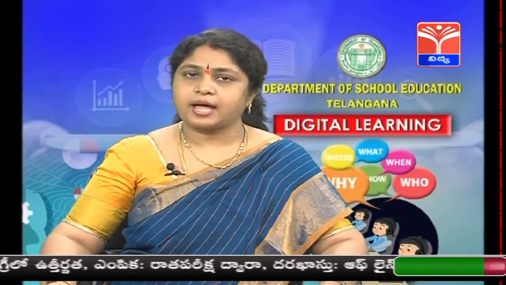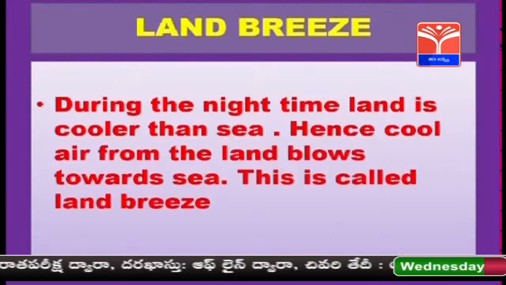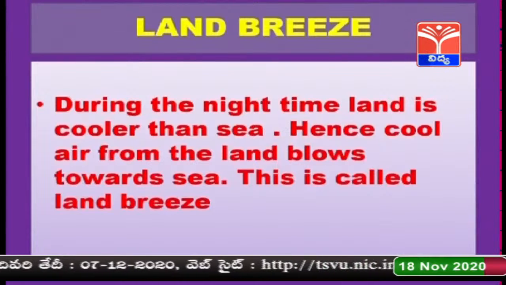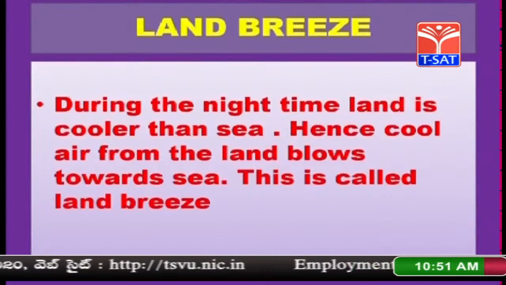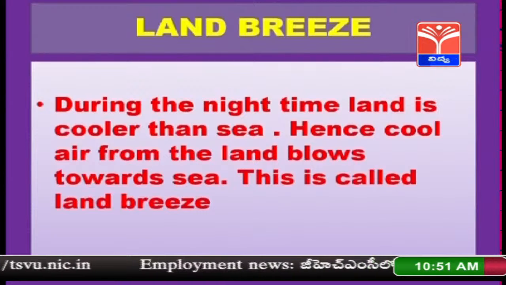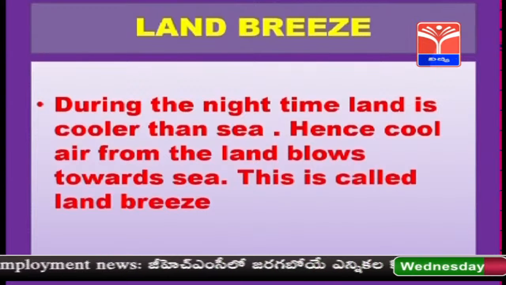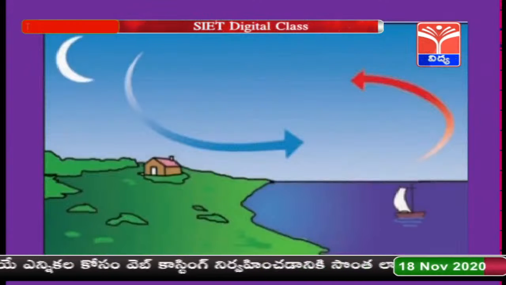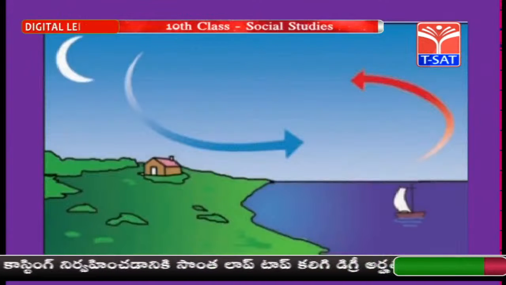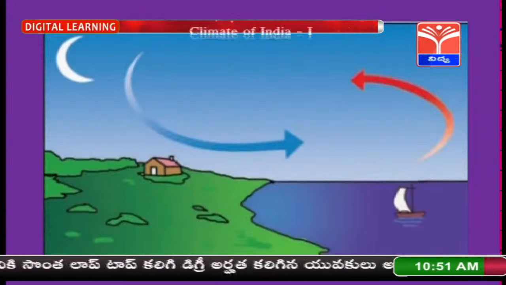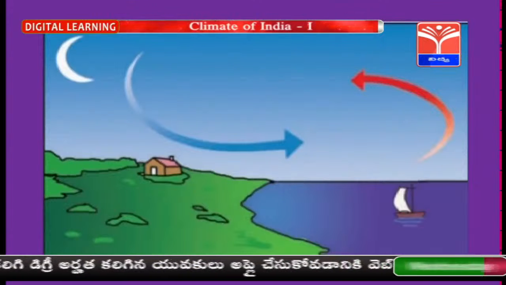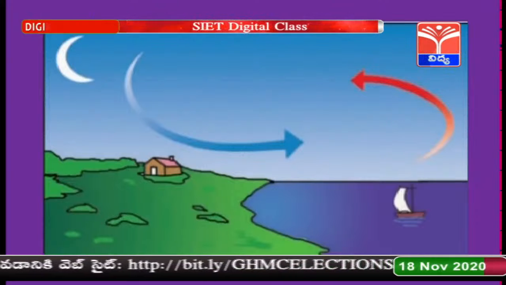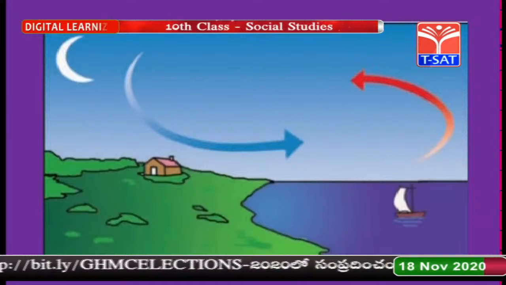Then what about land breeze? During the night time, land is cooler than sea. Hence, cool air from the land blows towards sea. This is called land breeze. So, at night it is totally different. Land gets cool faster than sea. So, the cool air from the land moves towards the sea and the warmer air which is present on the sea moves towards the land. So, this is known as land breeze.